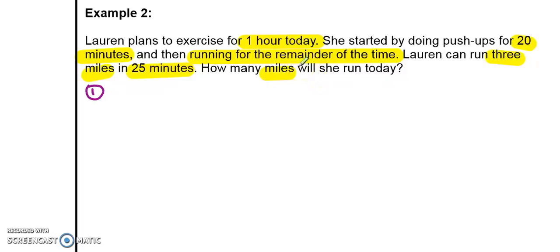So what are all the different units going on there? Now the interesting thing here is that although we're talking about time, there's three different units of time. At the beginning, we talk about the total time that you're exercising. But also we talk about the time we're doing push-ups. That's up in orange. And also the running time, the time running.